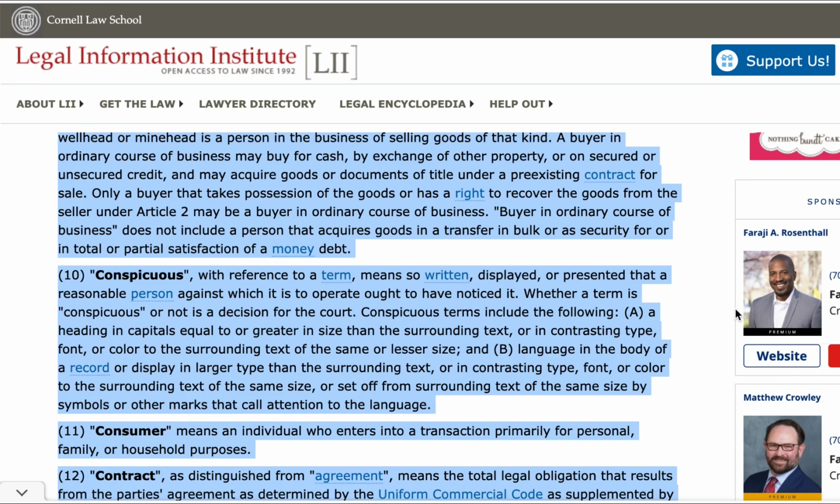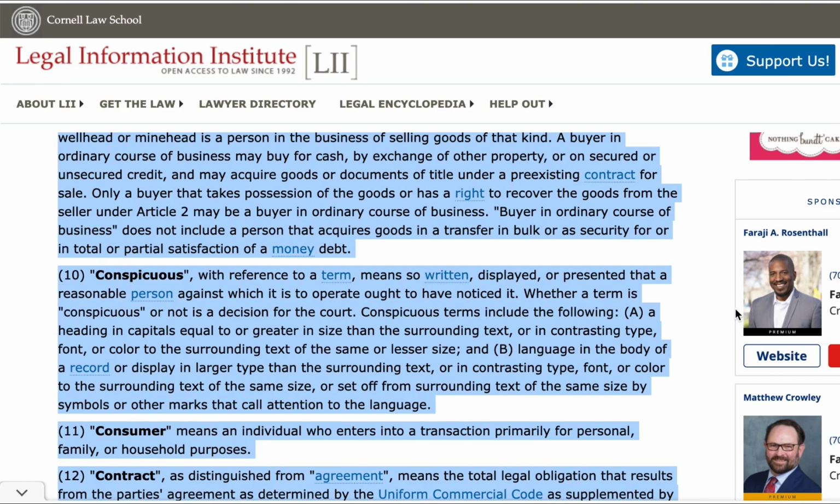10. Conspicuous, with reference to a term, means so written, displayed, or presented that a reasonable person against which it is to operate ought to have noticed it. Whether a term is conspicuous or not is a decision for the court. Conspicuous terms include the following: A. A heading in capitals equal to or greater in size than the surrounding text, or in contrasting type, font, or color to the surrounding text of the same or lesser size; and B. Language in the body of a record or display in larger type than the surrounding text, or in contrasting type, font, or color to the surrounding text of the same size, or set off from surrounding text of the same size by symbols or other marks that call attention to the language.